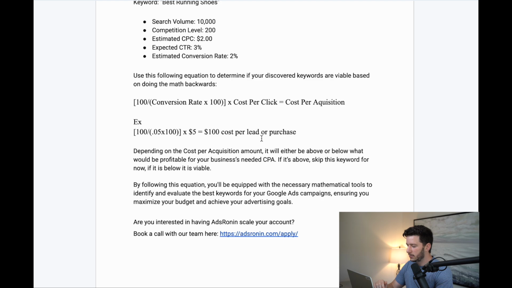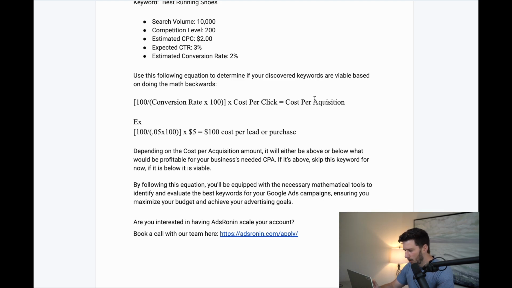So a lot of times we're going to start with your cost per acquisition you need for profitability. Let's say it's an average of $100 average order value for your store. And because of that, you need the cost per acquisition to be at $30. We're going to use the cost per acquisition of $30 to reverse engineer this and then figure out what the cost per click has to be on average to be able to fit within that.